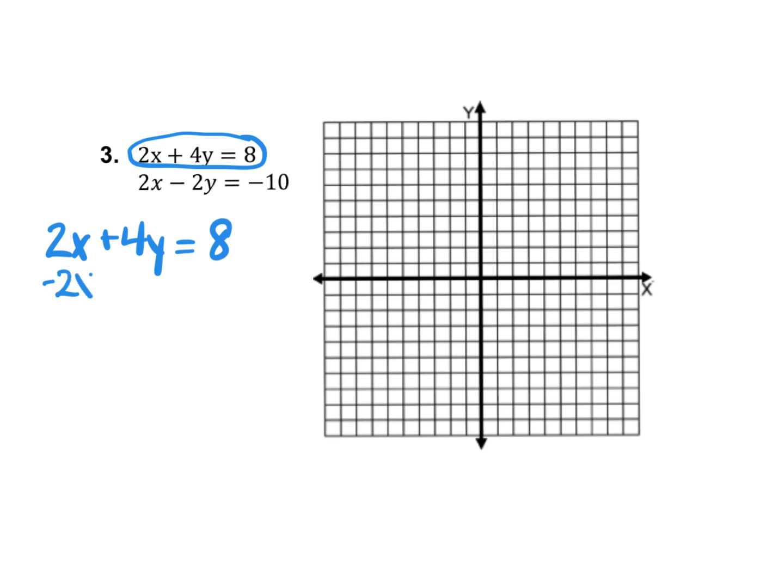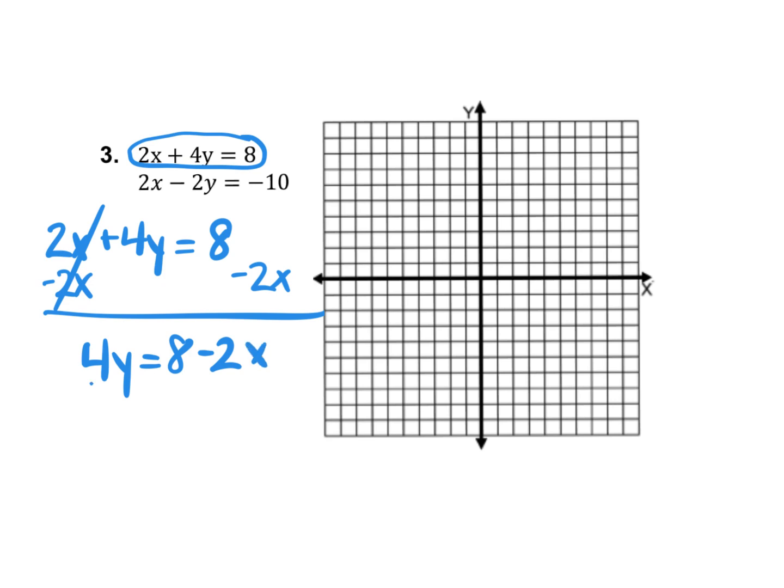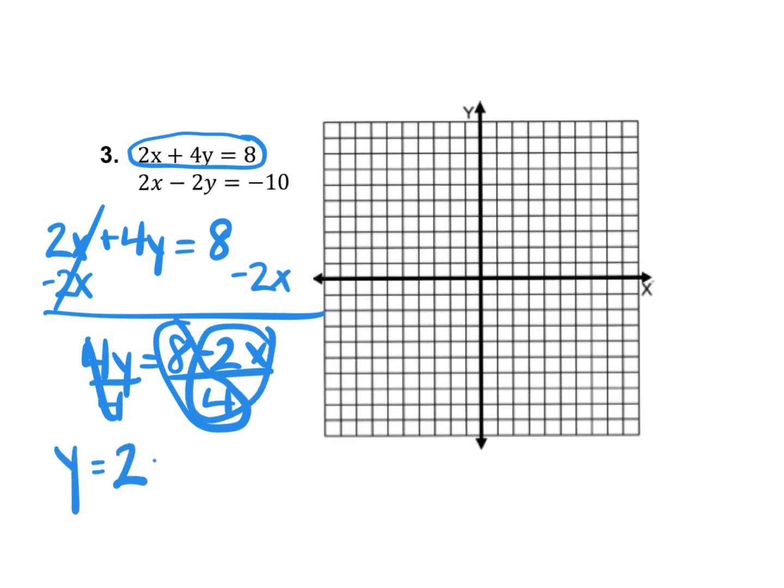So to get the y all by itself, I'm going to subtract the 2x on both sides. I have 4y is equal to 8 minus 2x. And then remember, we're going to divide by 4 here. And then I'm going to have y is equal to 2 minus 2 all over 4x. Or it could be -1 all over 2. It doesn't matter. So let's go ahead, and I'm going to start at the 2. And then I'm going to go down 2 over 4. And then I will draw my line. I'm going to try and draw it as straight as I can.